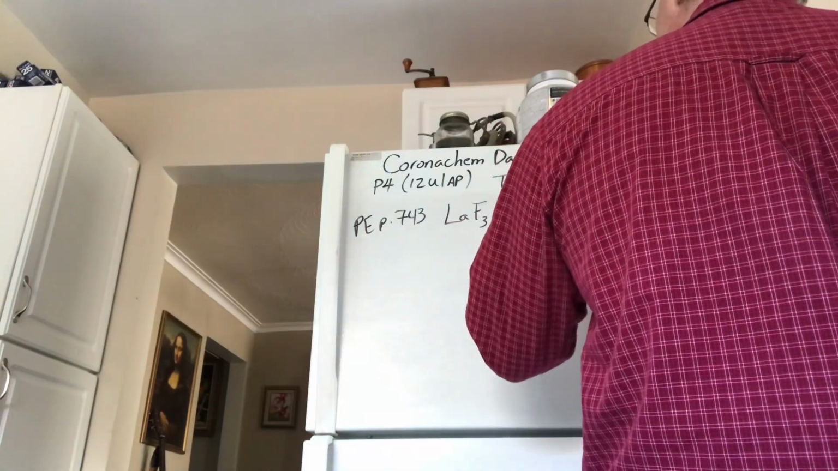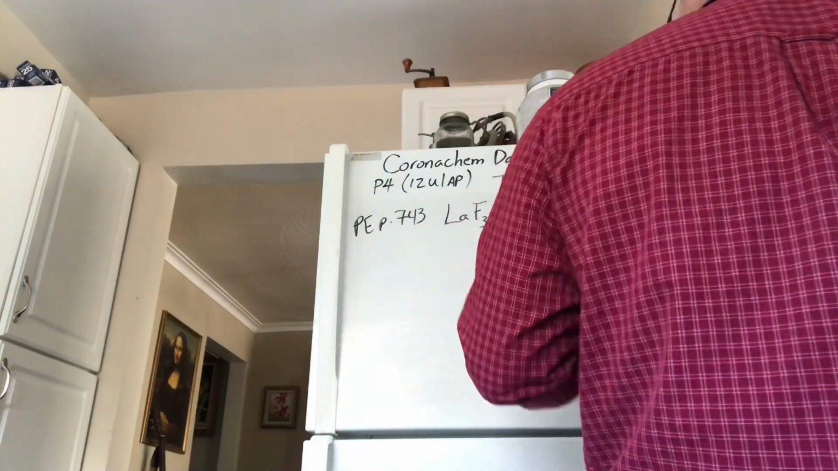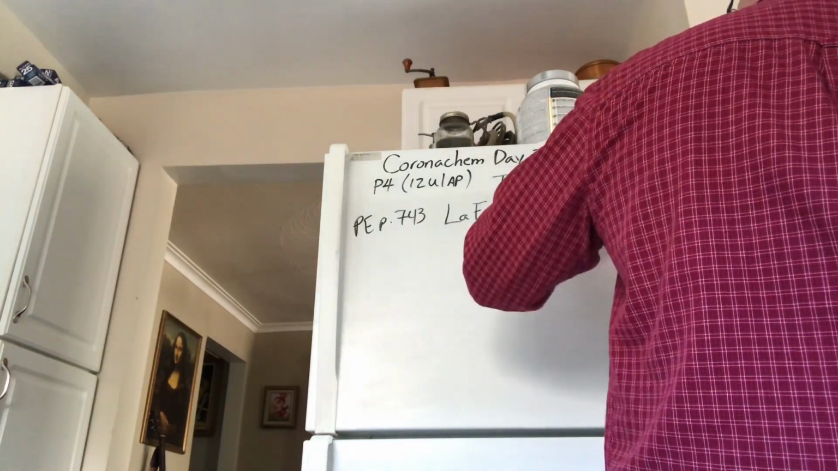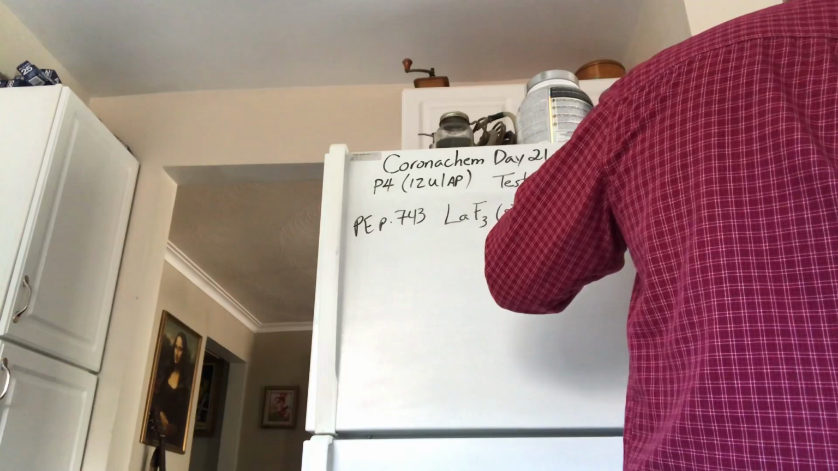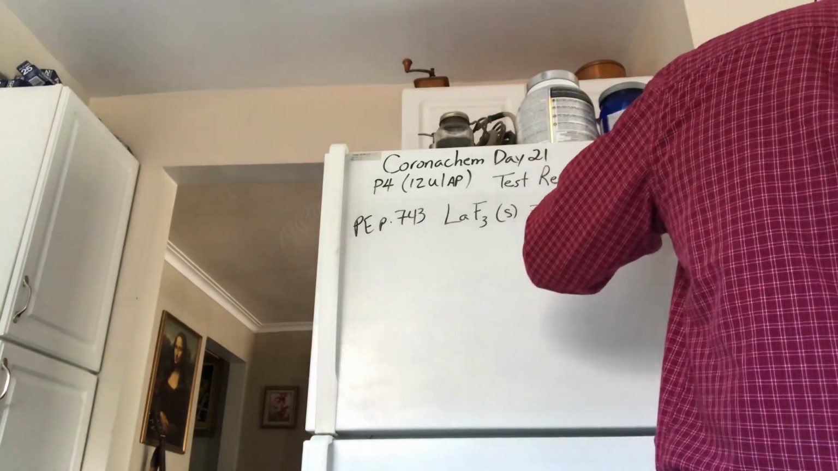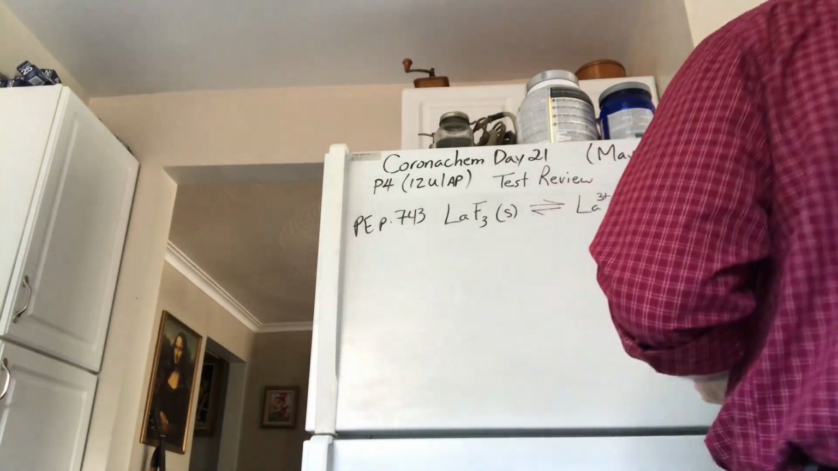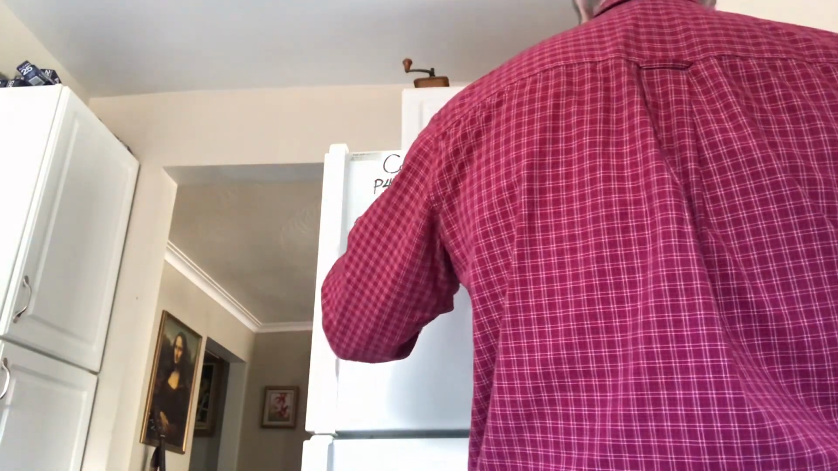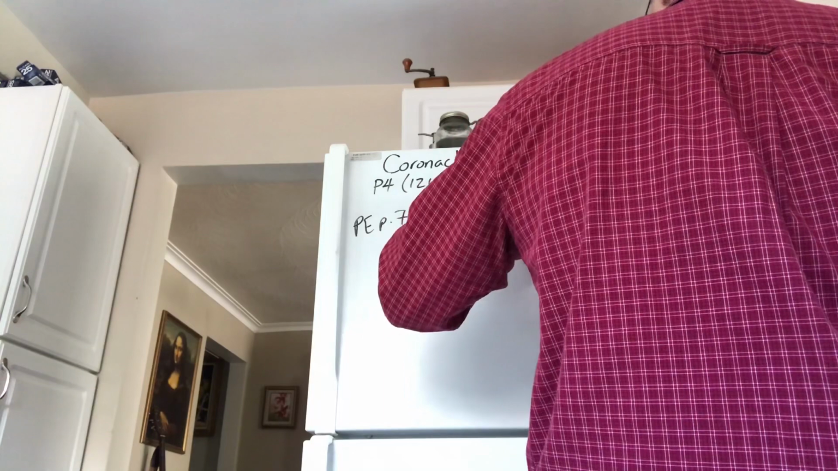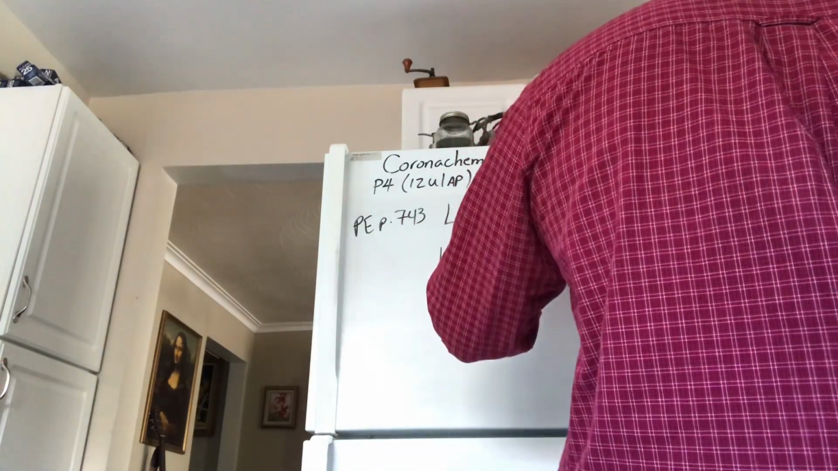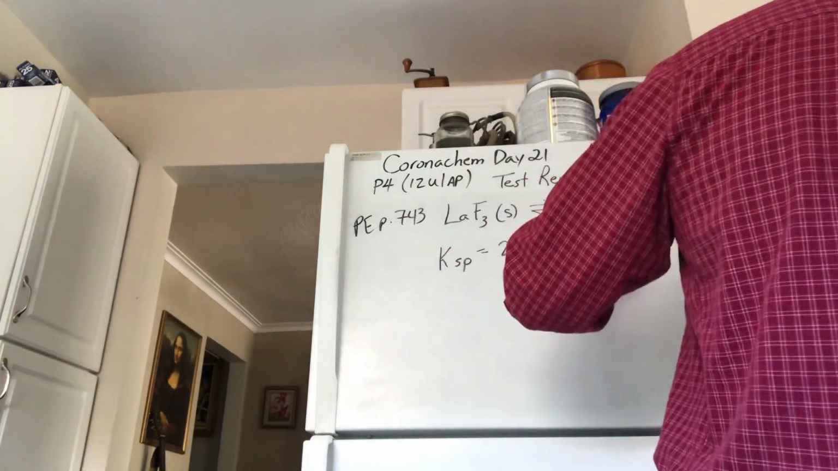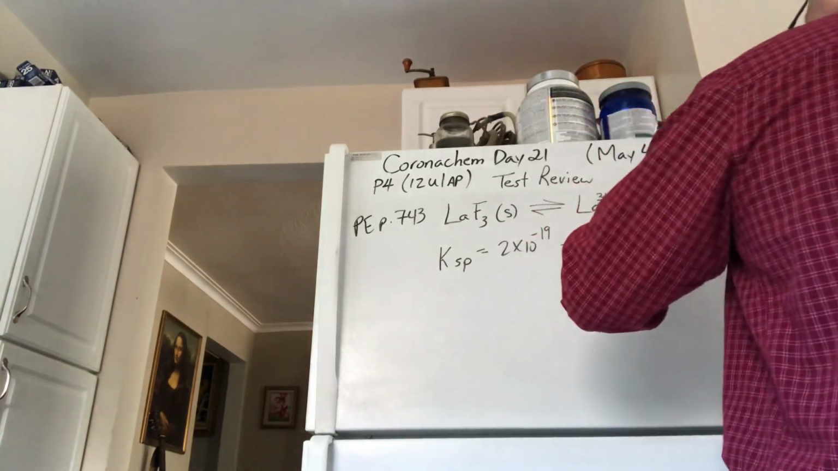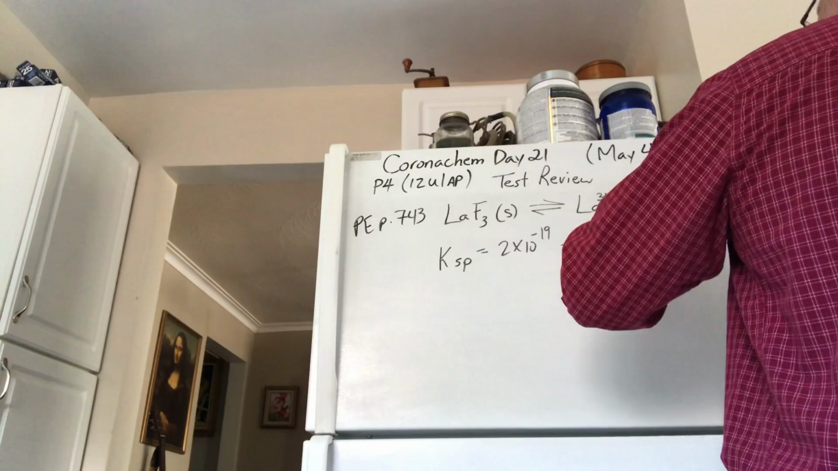and dissociates into the lanthanum cation and 3 fluorides. Now it's not going to be very soluble, it's got a low solubility. Its KSP, we are told, is 2 times 10 to the negative 19, and what it represents is the concentration of lanthanum cations multiplied by the fluoride ion concentration raised to the power of 3.